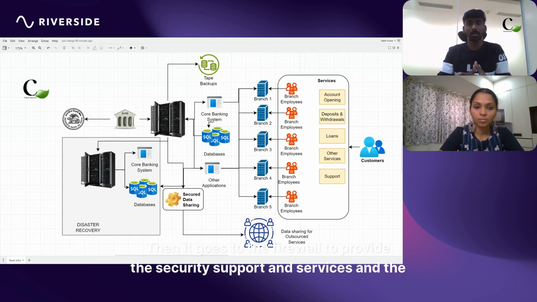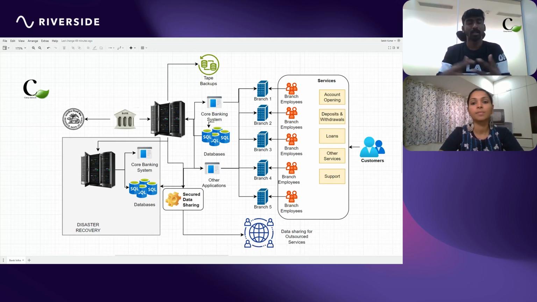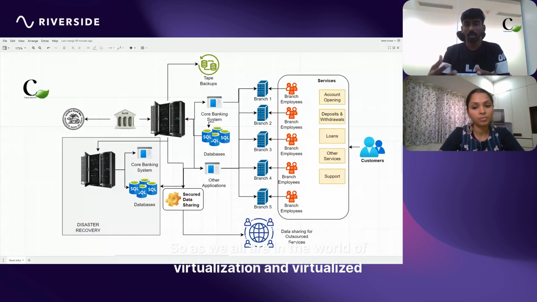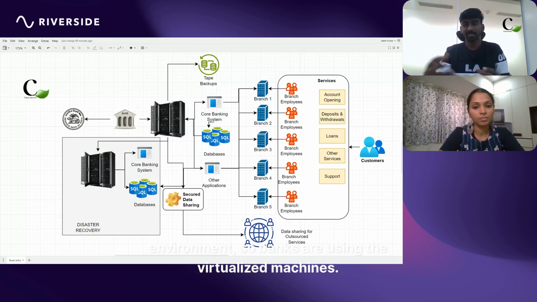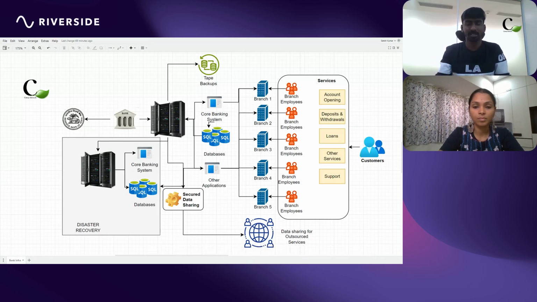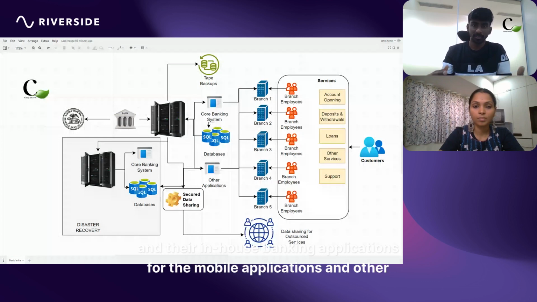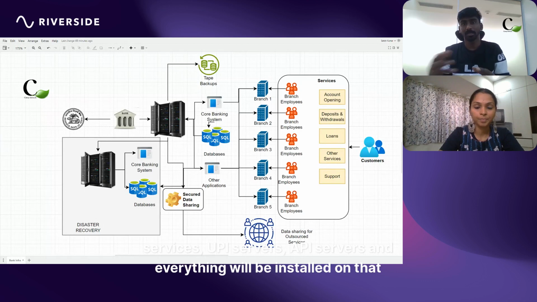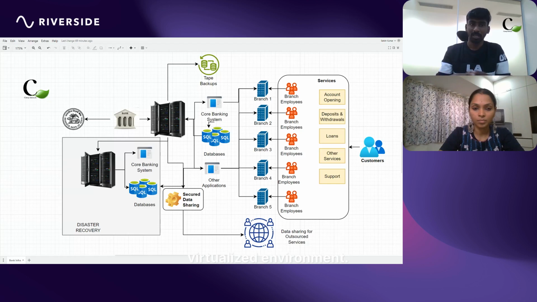Then it goes to the firewall to provide security support and services. The banks set up their domain, the data center, and the disaster recovery. Then the server configuration comes into the picture. As we are all in the world of virtualization, banks use virtualized machines. On that server configuration, on top of the virtualized environment, all the applications, core banking systems and databases, and their in-house banking applications for mobile and other services, UPI servers, API servers, and everything will be installed.